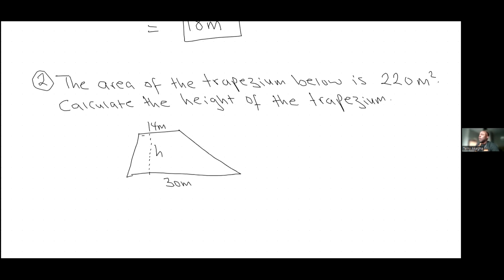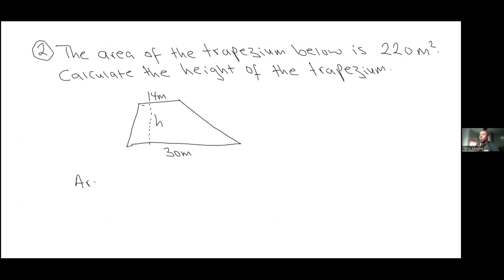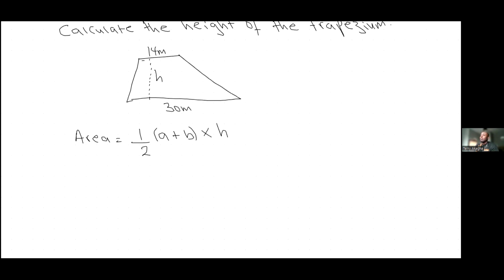What we need to do here is that we know the area is equal to 1/2 (A plus B) multiplied by height. If you've not watched my video on how to make the subject of a formula, it's a good time to do that. Since we're looking for the height, we need to make the height the subject of the formula. So the first thing, I need to get rid of this 2. So I will multiply both sides by 2.